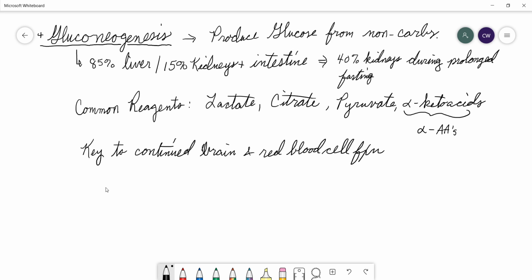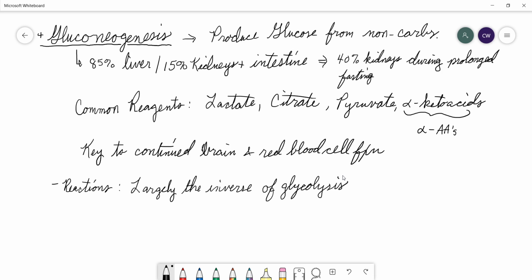Random aside from Dr. Cunningham. The reactions from gluconeogenesis are largely the inverse of the glycolytic reactions. And this makes sense, because most of those reactions were reversible, with exception to the ones mediated by particular proteins.